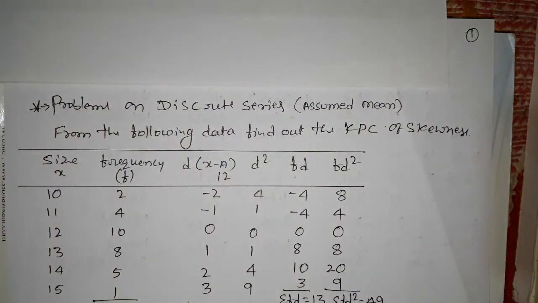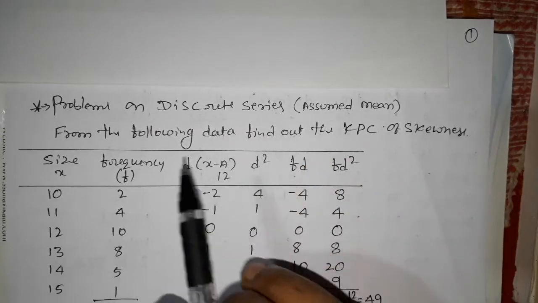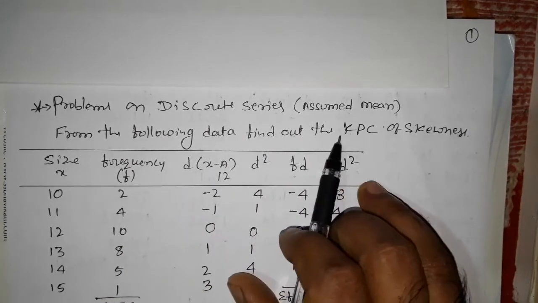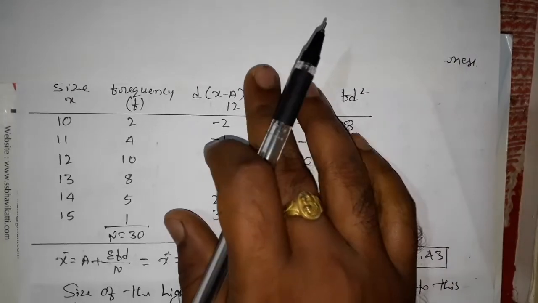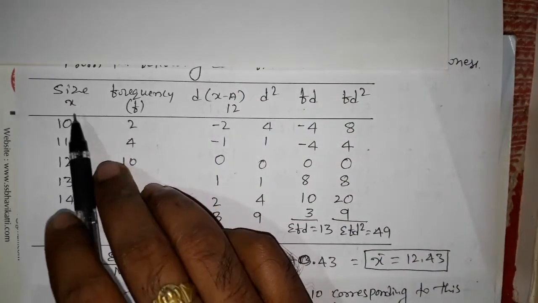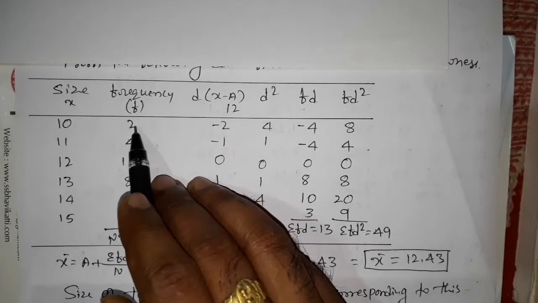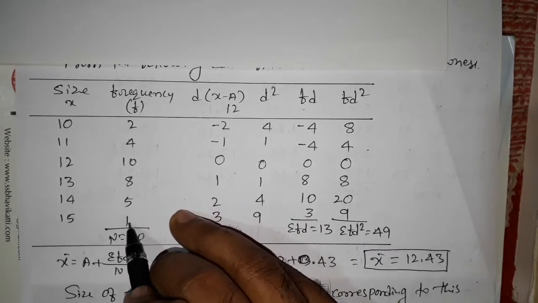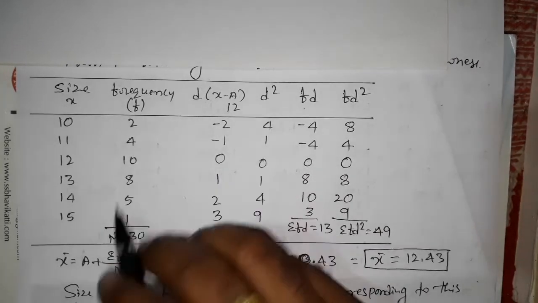The next problem is based on the discrete series, that is, a discrete series with the assumed mean. So we will go for the problem. From the following data, find the Karl Pearson's coefficient of skewness. They have provided the problem here. X values, size: 10, 11, 12, 13, 14, 15. Then the frequency: 2, 4, 10, 8, 5, 1. Make it the total. The total is 30.